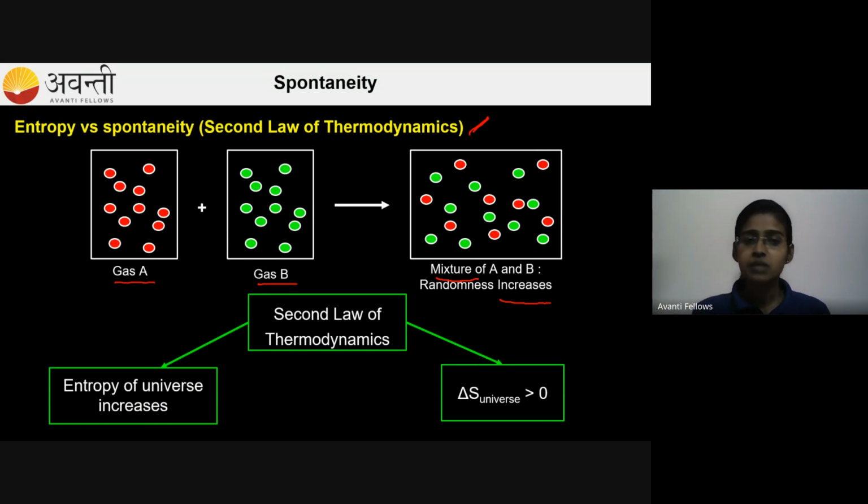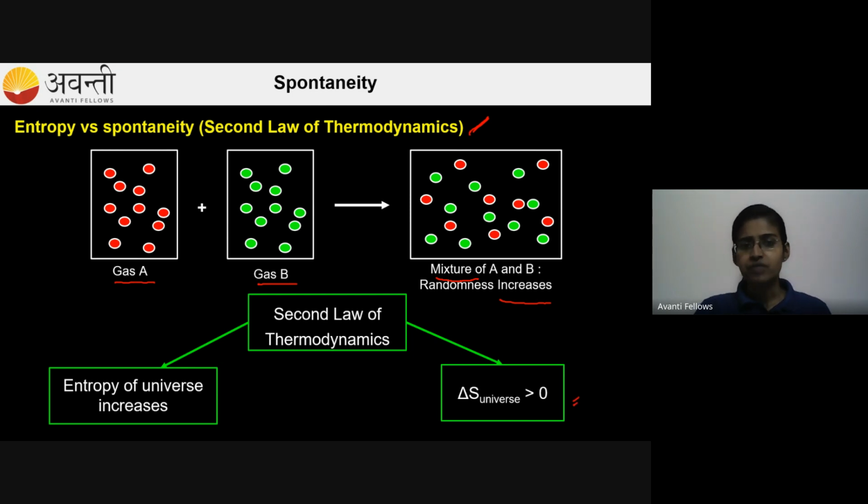So randomness increases. If the randomness increases, entropy also increases. And this is called the second law of thermodynamics: entropy of the universe increases. That is, delta S universe is greater than 0. So this is your second law of thermodynamics.